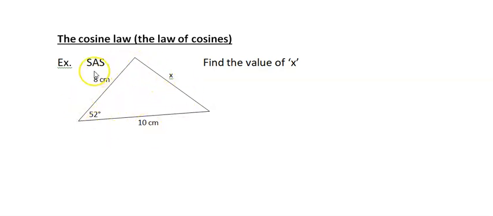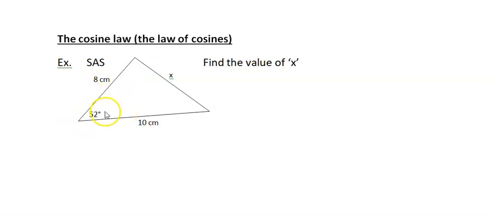So in this situation here, which is called an SAS, which stands for side, angle, side, and the order is important. It means that there's a side that we know, then an angle, and then a side. There are two sides, and it has to be the angle between those two sides.